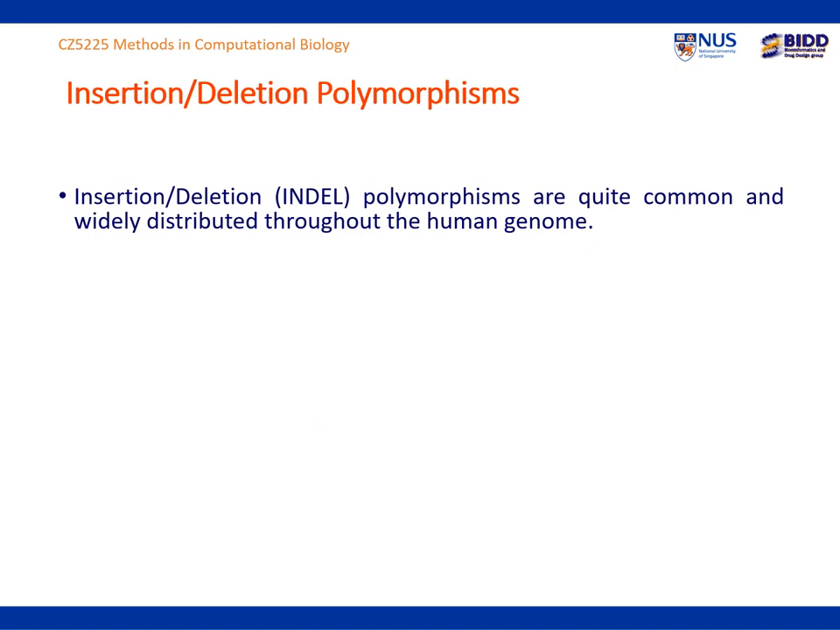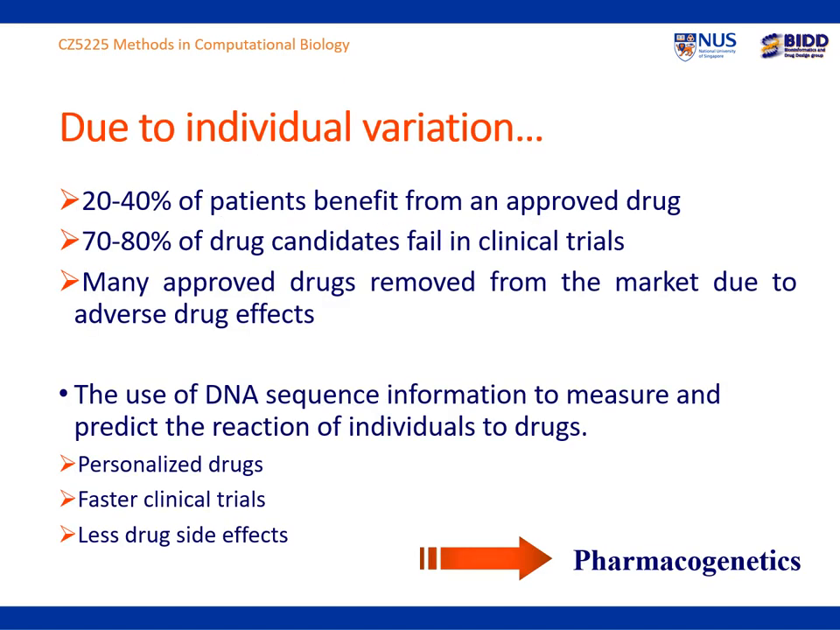Then the next type of variation is insertion or deletion polymorphism, called indel. Now this type of polymorphism is quite common and widely distributed throughout the human population. Some nucleotides are inserted or deleted. That may also result in differential response to the drug. So due to individual variation, 20 to 40% of patients benefit from an approved drug. 70 to 80% of the drug candidates fail in clinical trials, and many approved drugs are removed from the market due to adverse drug effects. So due to this variation in the gene sequence among individuals, only 20 to 40% of the patients benefit from the approved drug that is actually being sold in the market.